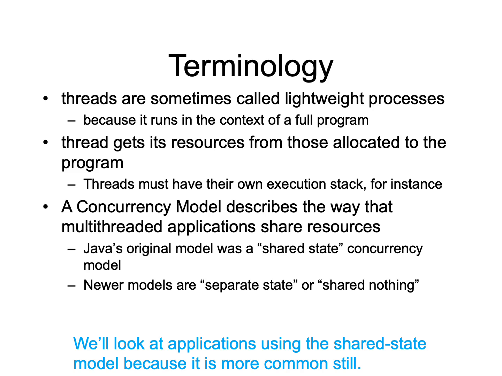There's a number of different concurrency models that are possible, and those describe the way that multi-threaded applications share resources. The original concurrency model in Java was a shared state concurrency model, which means that all the threads share resources and share the state of the program. Newer models are separate state or shared nothing, where there's very little shared between the threads and the results of the execution are shared as results, not so much as shared resources.